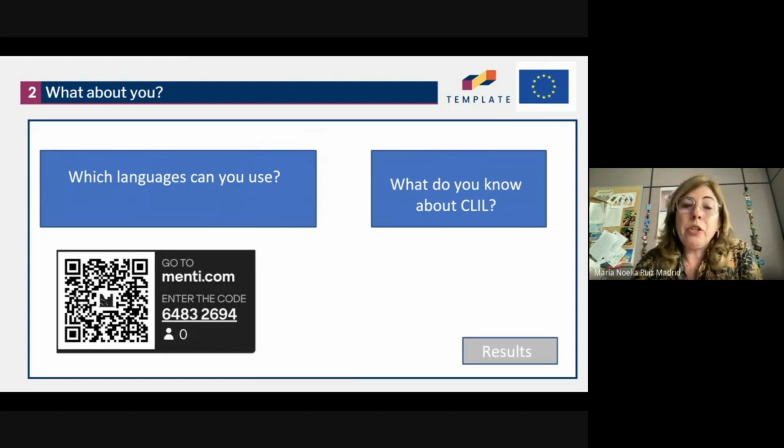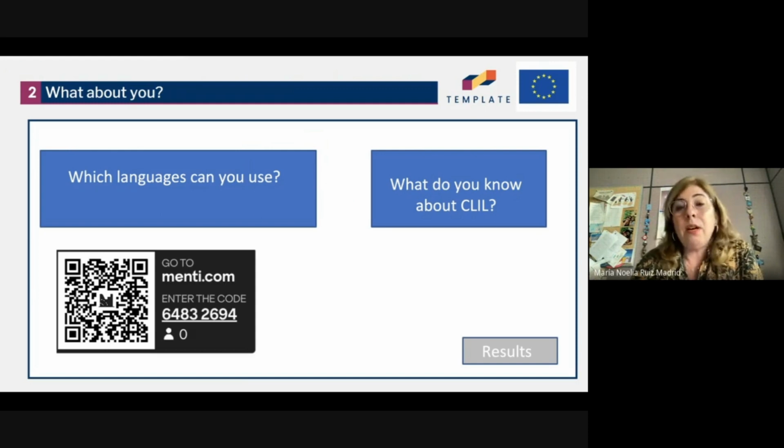We would like you to share in the Menti we have designed. You have there the QR or the code you can use. And the first question is, which languages can you use? By use, we mean the languages you are able to employ in any context at any level. I mean, I can speak a little bit, I can understand, I can read, but I cannot interact. It's just any level, any language that you could consider as part of your linguistic repertoire.